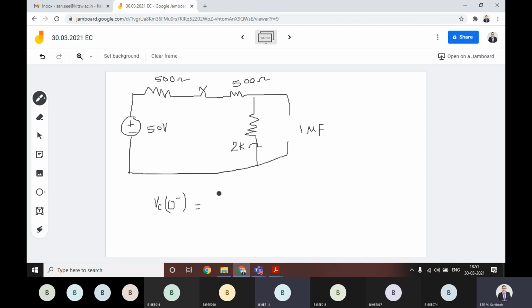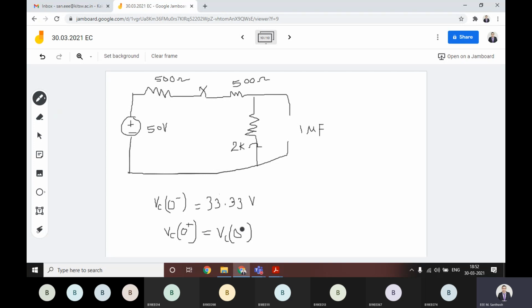Sir, VC 0 minus is 33.3. This you will get exactly as 33.33. I hope everyone is getting this value. Then after finding this, you know already for the second case, that is after removing the source, after operating this switch at 0 plus, the voltage is actually equal to this value only, VC 0 minus.